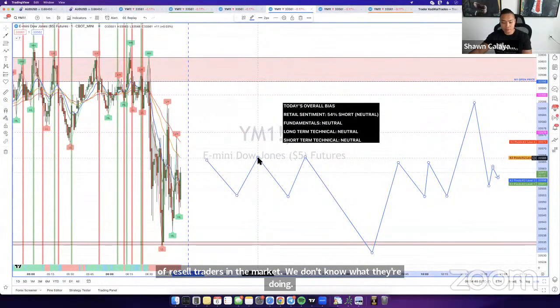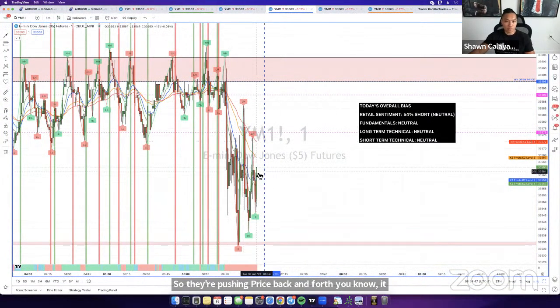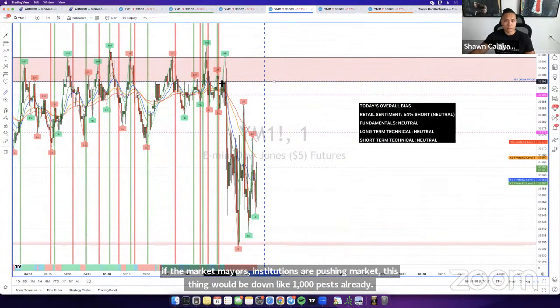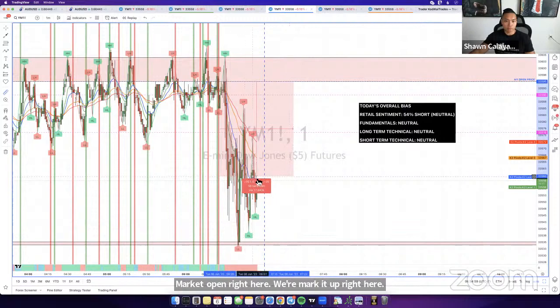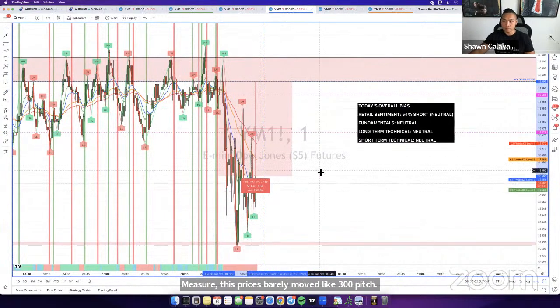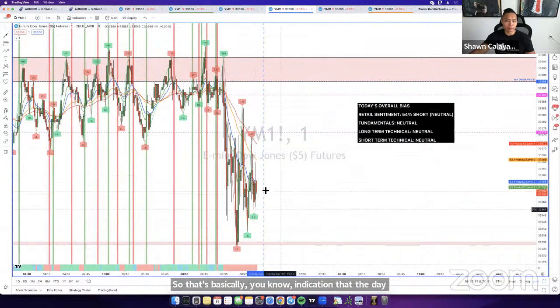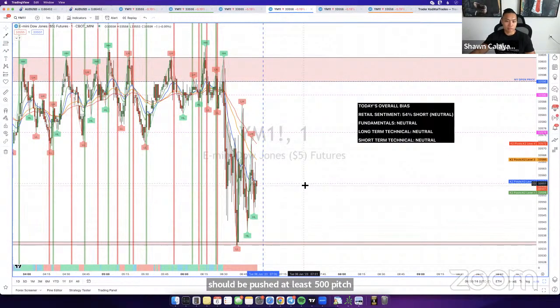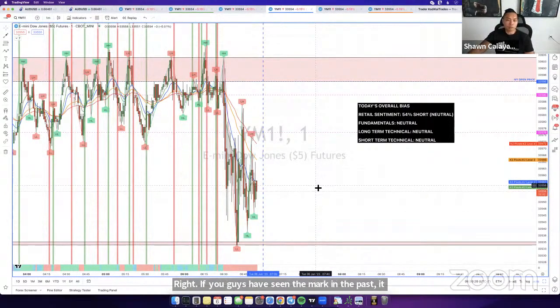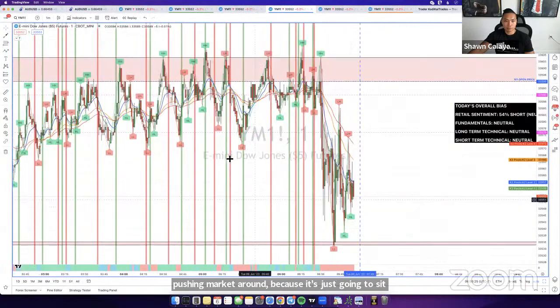It takes a lot of retail traders to actually push the market. And that's why the market's moving so slow right here. If the market makers and institutions were pushing the market, this thing would be down like 1,000 pips already. Where did the market open right here? Measure this. Price has barely moved, like 300 pips since open. It hasn't moved at all. That's an indication that the big players are not on the market right now, because on open, the market should be pushed at least 500 pips. If you guys have seen the market in the past, it pushes at least 500 to 1,000 pips. If it pushes slower, that just means there are no big players really pushing the market around, because it's just going to sit around the middle pretty much all day. And you can see right here, that's exactly what's happening.